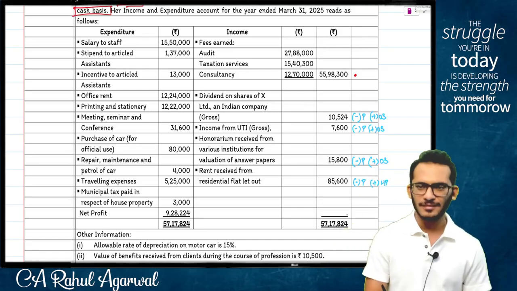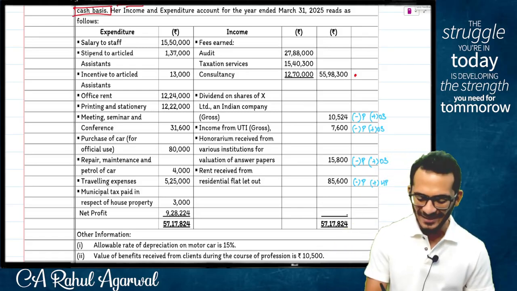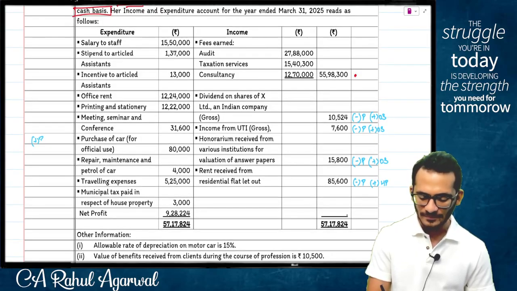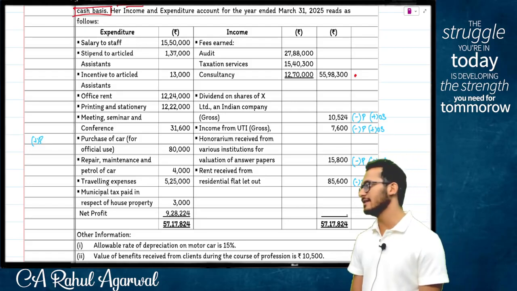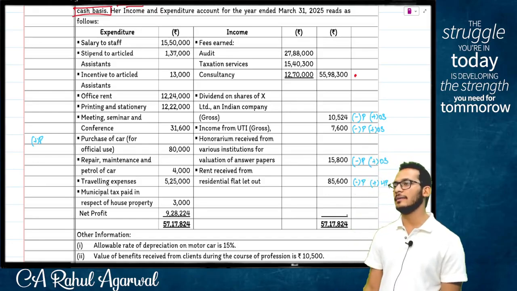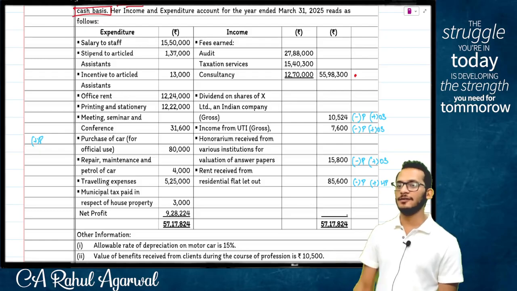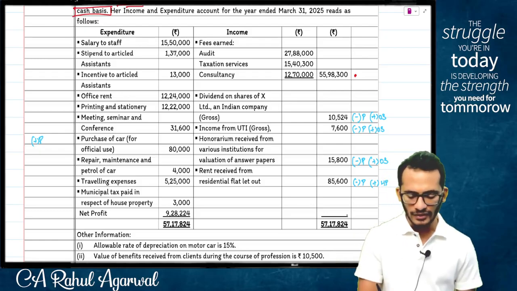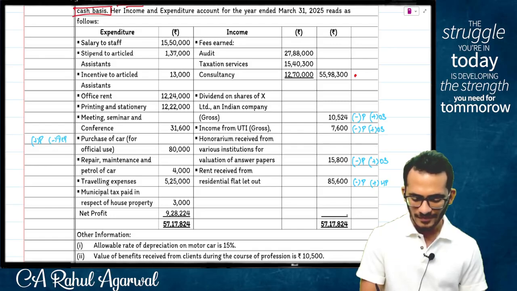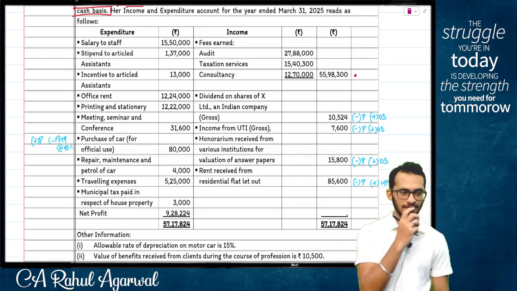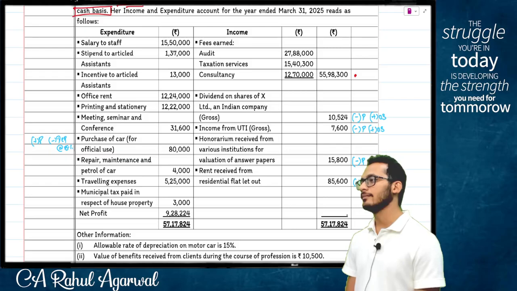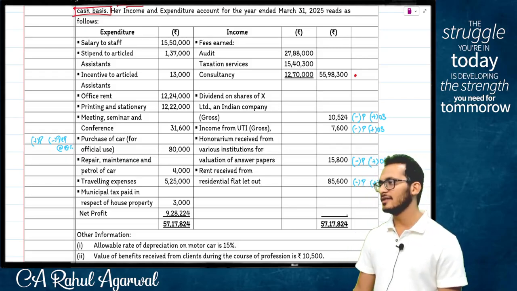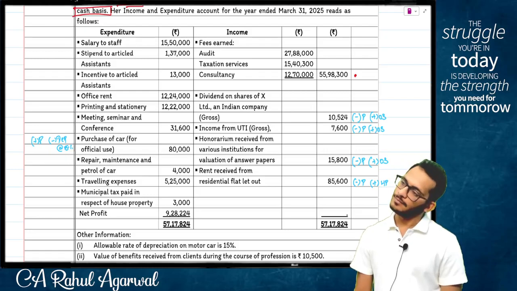I will add back in my PGBP because it's a capital expense. You cannot claim it as a P&L item. But because it's a capital expense, people, I can claim depreciation at the rate of 15%. Motor vehicles are 15% depreciation. Repairs, maintenance and petrol of car 4,000 rupees. Normal business expense. Traveling expense, ignore.